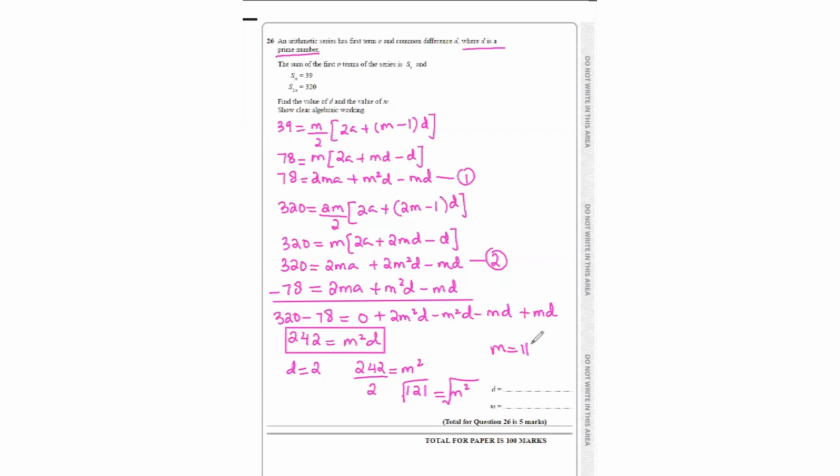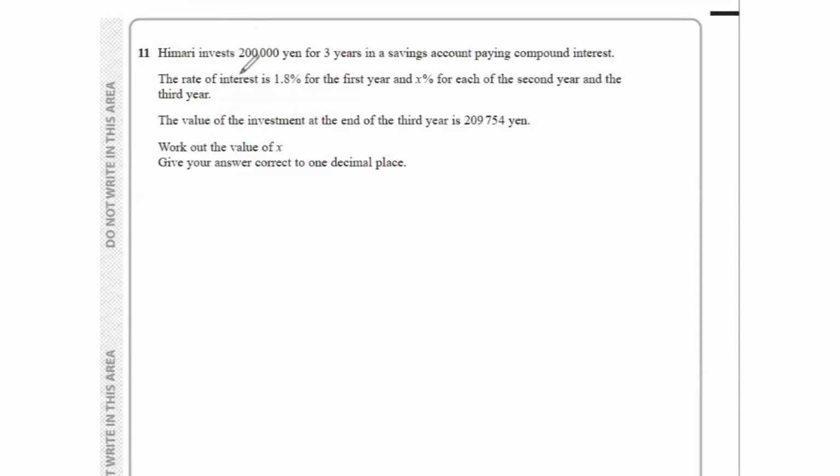Let's check if we can put d as 11 and see what we get. If we do 242 divided by 11, that would give us 22. And we know the square root of 22 is not going to give us a whole number. It's going to be a decimal, which means d cannot be 11. We'll have to stick to d equals 2. So d equals 2 and m can be 11 because 121 can be square rooted and that gives us a whole number. So this is 2 and this is 11, and that's your answer.